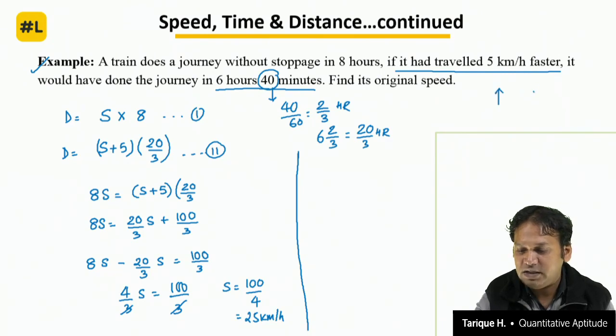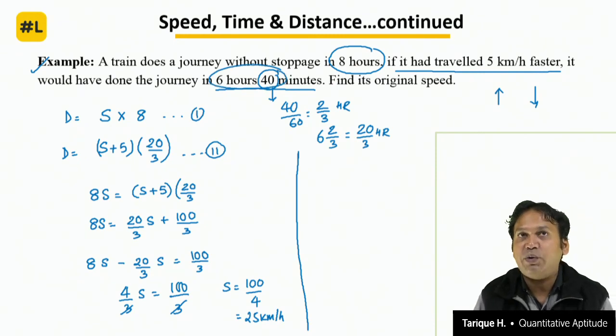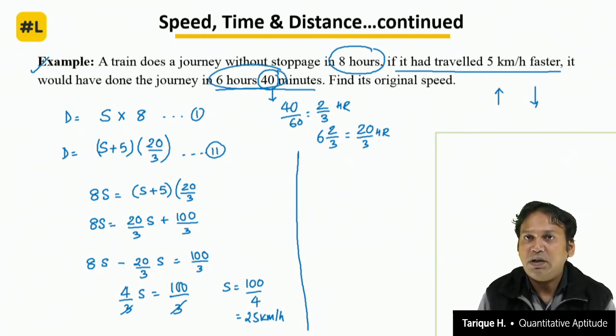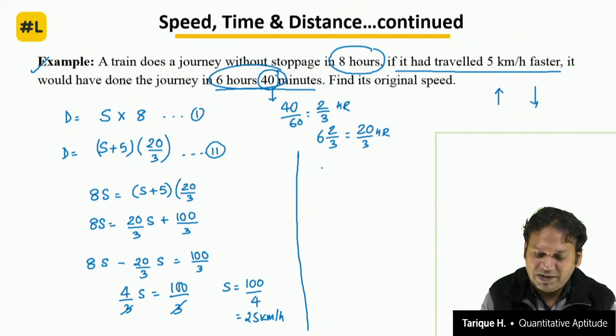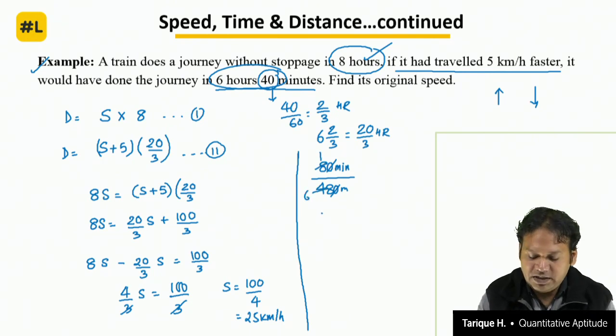Just now we have discussed increase decrease. Earlier it was taking 8 hours, now 6 hours 40 minutes. That means 1 hour 20 minutes less. 1 hour 20 minutes means how many minutes? 80 minutes. Compared to his original time of 8 hours or 480 minutes, that is equal to 1 by 6. So time is reducing by 1 by 6.